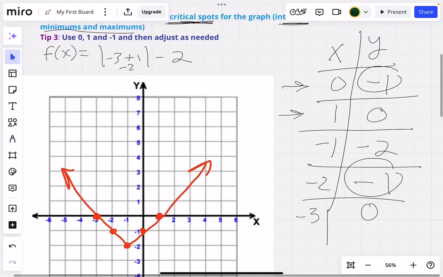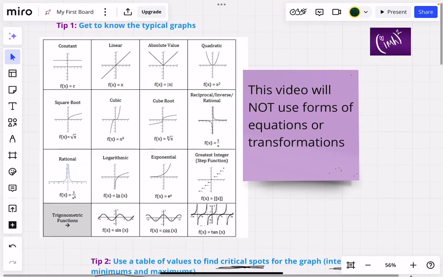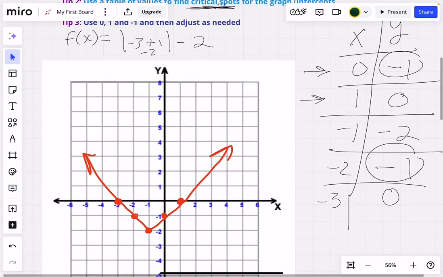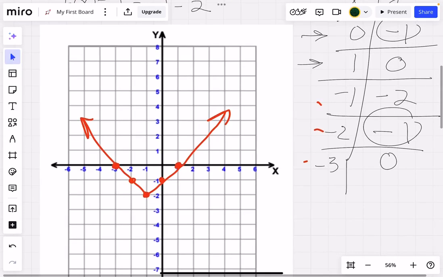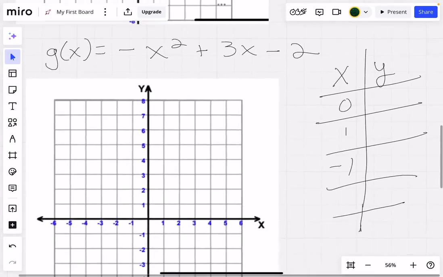And that's it. So 0, 1, negative 1 really helped us get started, and then we used what we knew in general about the shape of an absolute value graph to choose 3 additional points that helped us finish the graph. Okay, all right, let's try a quadratic.